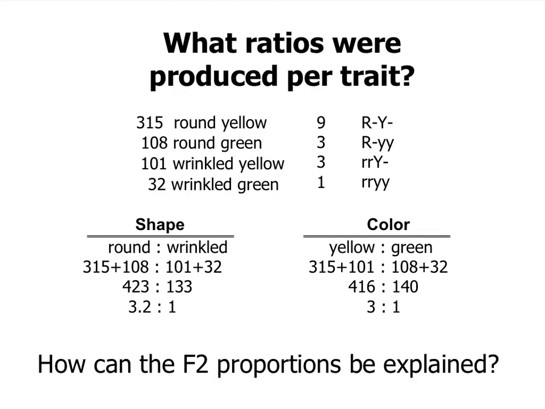If you did the math, you'll see round and wrinkled. It turns out 423 to 133, so that's 3.2 to 1, and this is 3 to 1. 3.2, I think you'd agree, is pretty close, especially when you're dealing with these giant numbers. You can't expect these crosses to come out perfectly every time. The idea that you get about a 3 to 1 ratio every time is impressive.